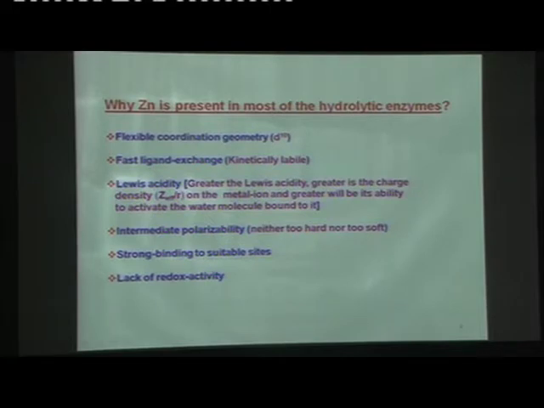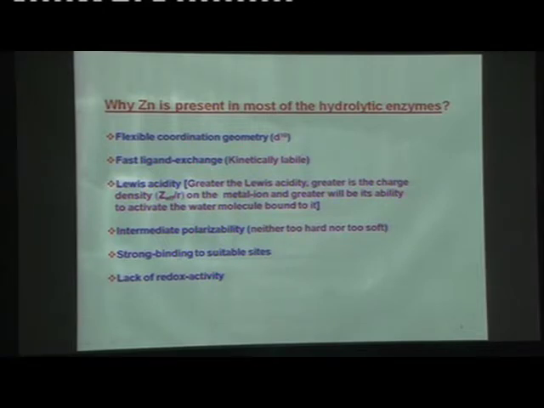You have to do hydrolysis. Flexible coordination geometry. This is our undergraduate BSc course: d10, 5d orbitals, each one having 2 electrons, so spherically symmetric. So the zinc 2 plus ion does not go for a preferred geometry. Whether tetrahedral, square pyramidal, trigonal bipyramidal, octahedral, everything is okay for zinc. That is the beauty you have.